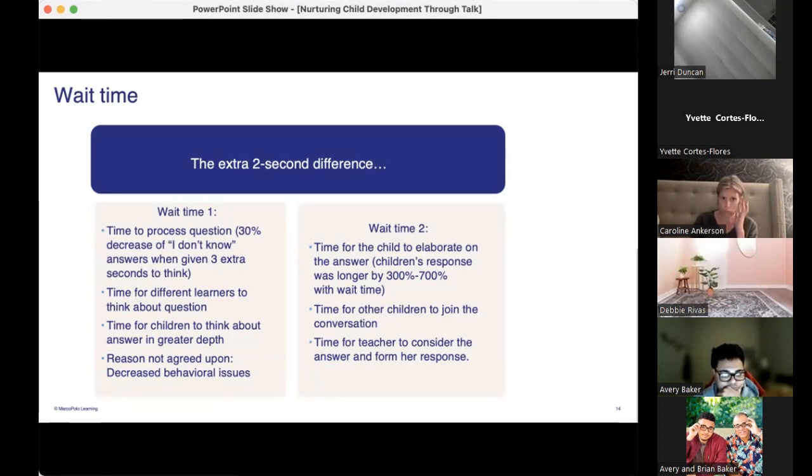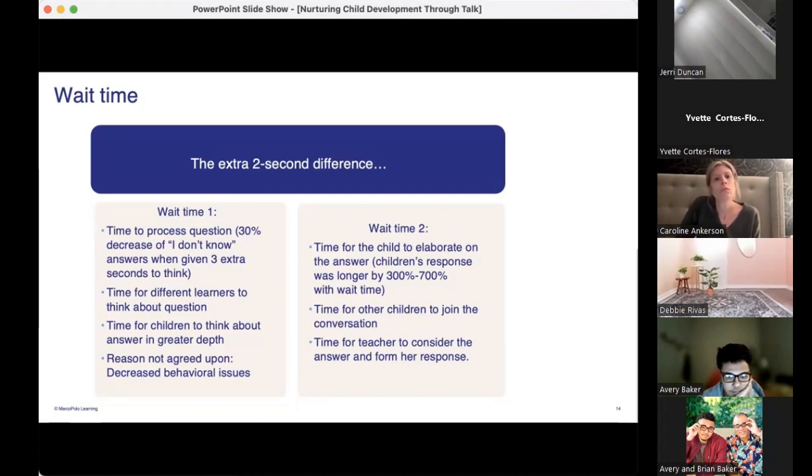When you increase wait time, even by just 2 more seconds, different learners join the conversation. Children think about things in greater depth, so their answer is actually more robust and deeper. And there's actually a decrease in behavioral issues, right? If I'm not part of this conversation because you don't give me enough time to join it, I'm just going to go find out what's going on over there, right? I'm going to tune you out. But if you give me some time to think and I can go back and forth in this conversation, then I am more embedded into that conversation.